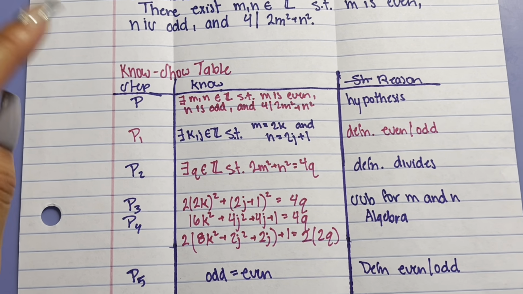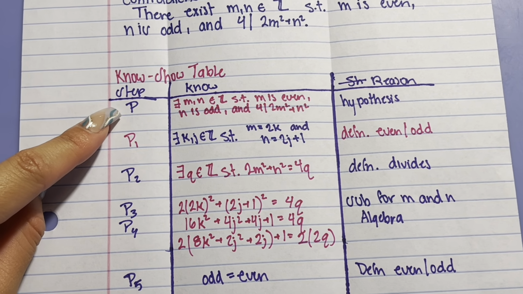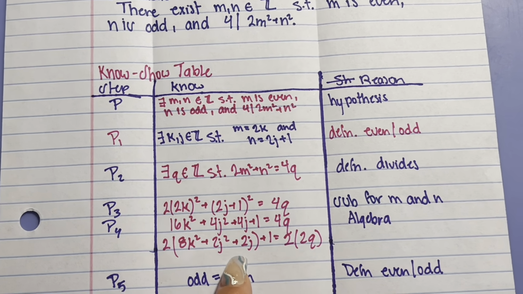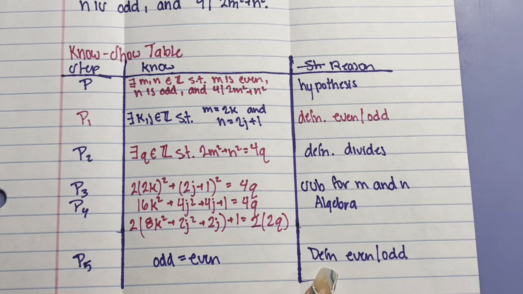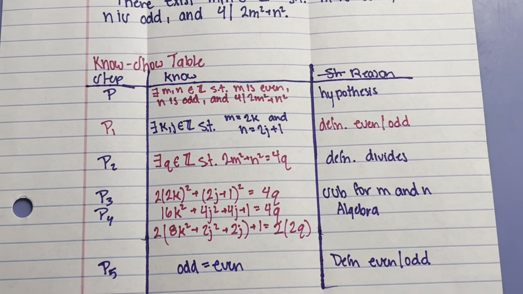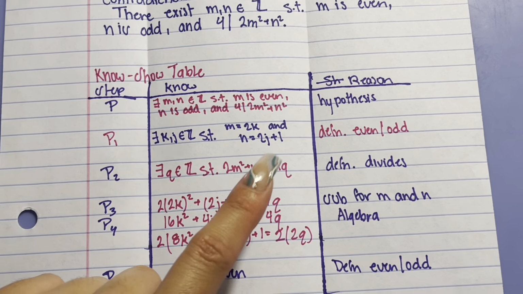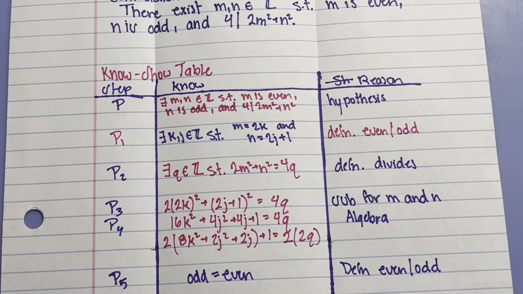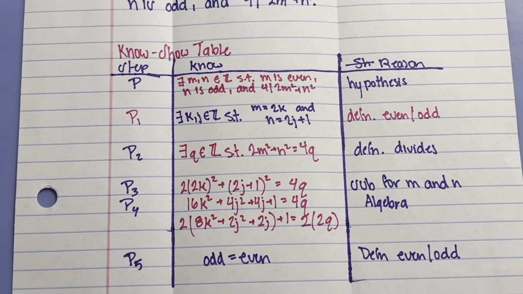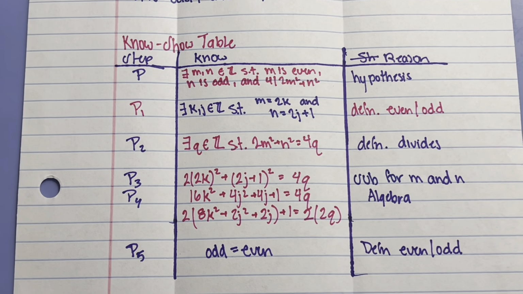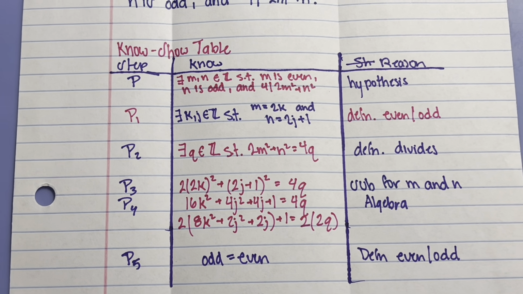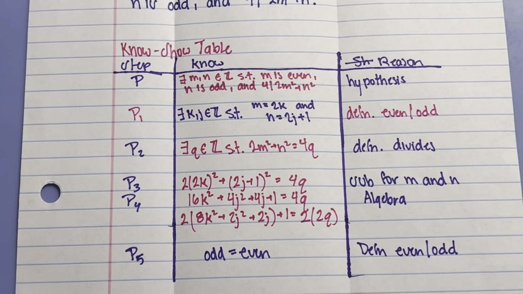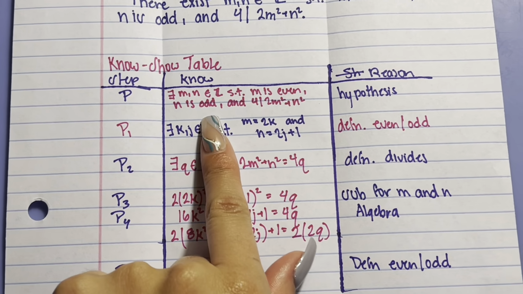As you can see, we begin by writing the steps on the left side. We write down what we know in the middle, and then we write the reasoning for what we know on the right-hand side. We're going to begin with the hypothesis, which is basically just the contradiction. So there exist integers m and n such that m is even, n is odd, and 4 divides 2m squared plus n squared.